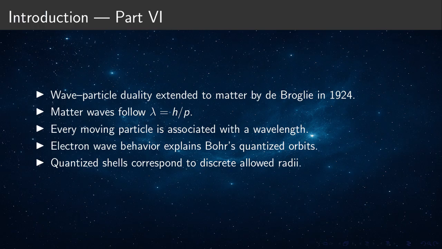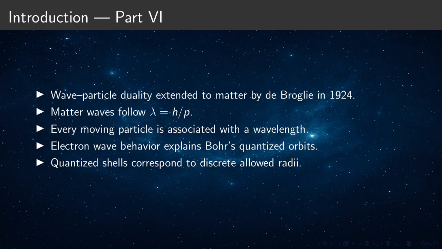In 1924, Louis de Broglie extended wave-particle duality by proposing that matter, previously considered purely particulate, also possesses wave-like properties. This hypothesis is expressed by the relation lambda equals h over p, where the wavelength lambda of a particle is determined by its momentum p and Planck's constant h.